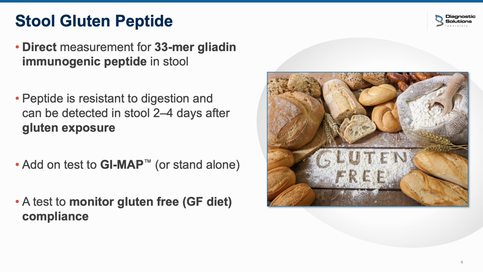The stool gluten peptide is a direct measurement of 33-mer gliadin in stool. 33-mer gliadin is the highly immunogenic peptide in gluten protein. This peptide is resistant to human digestion and can be detected in stool 2 to 4 days after gluten exposure. Diagnostic Solutions now offers this as an add-on to the GI map as a test to monitor gluten-free compliance in your highly sensitive or autoimmune patients.